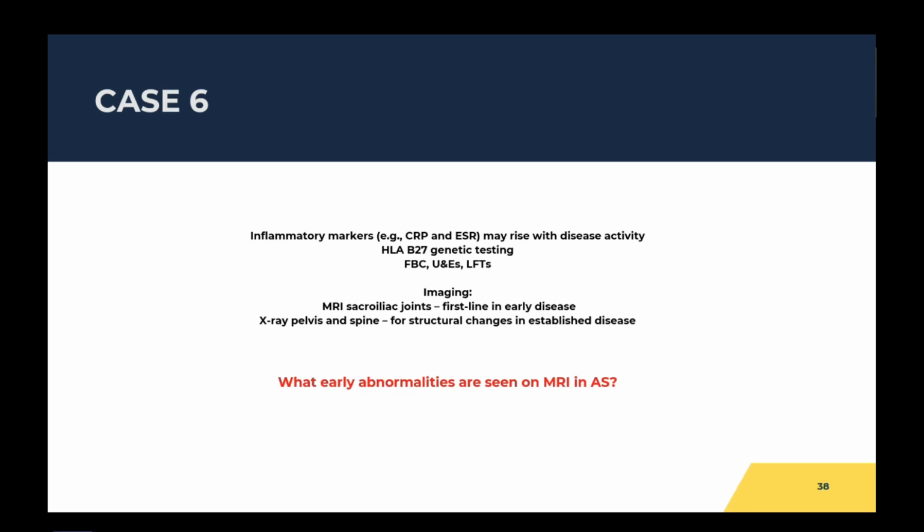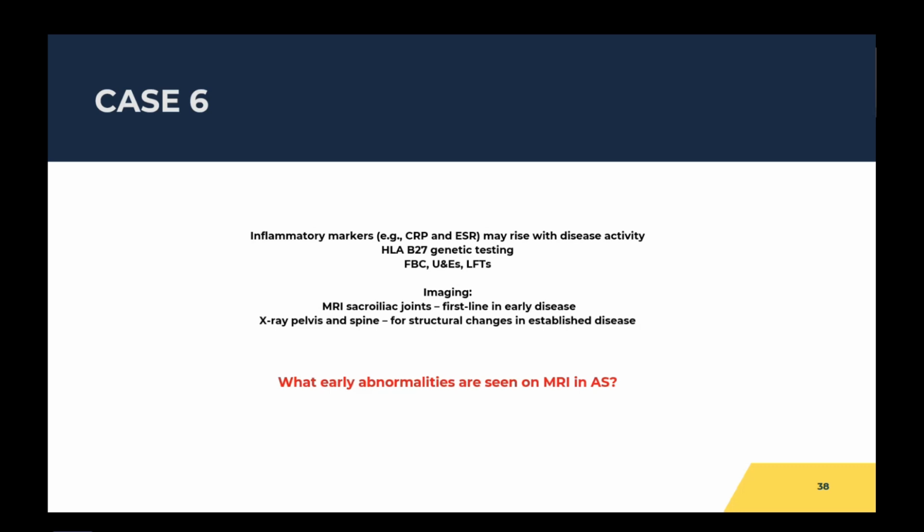In terms of imaging, for ankylosing spondylitis, the first line imaging test is MRI of the sacroiliac joints. And it's an MRI because it shows active inflammation early on in the disease, whereas with X-ray, you can see structural changes, but these only tend to occur later on in the disease and once the disease has established.